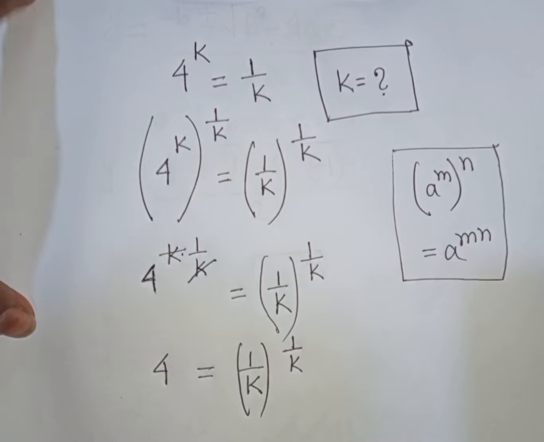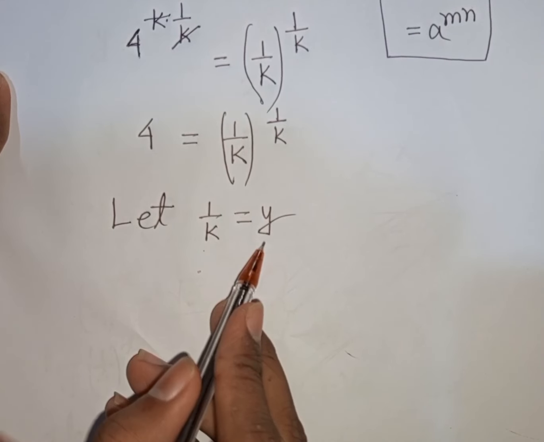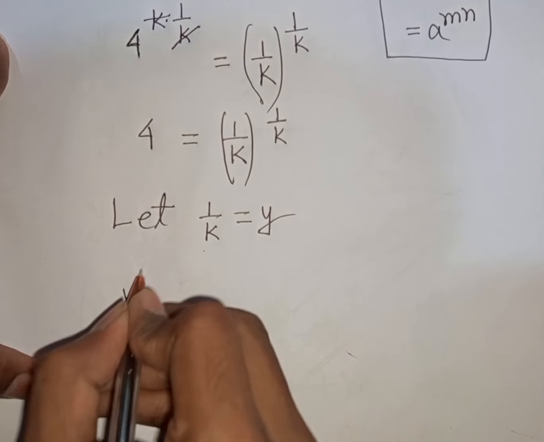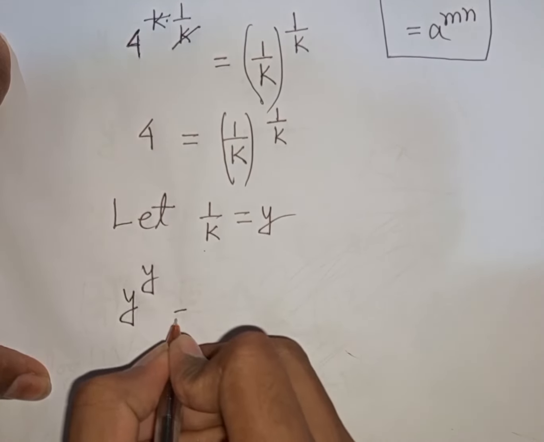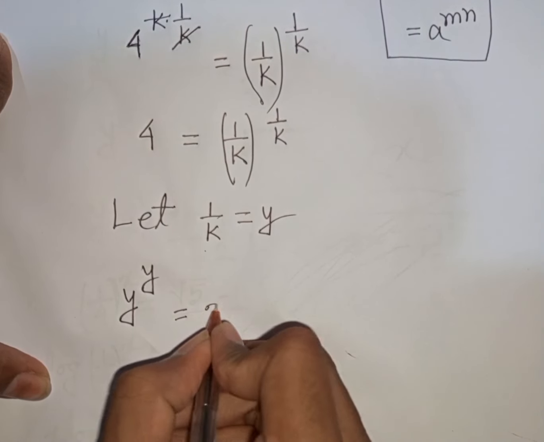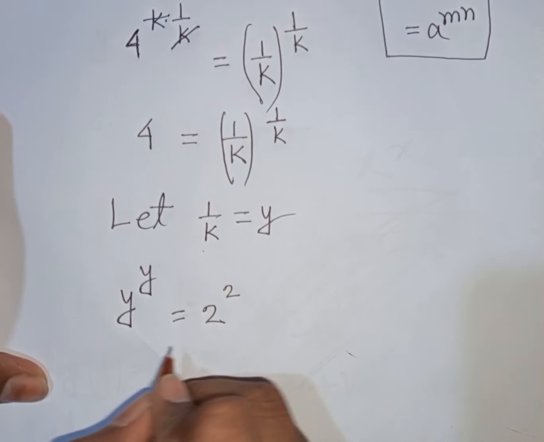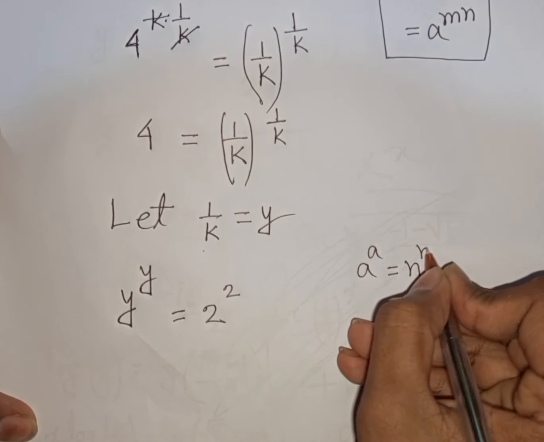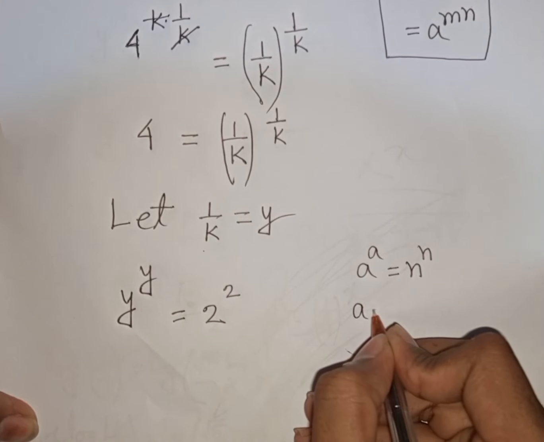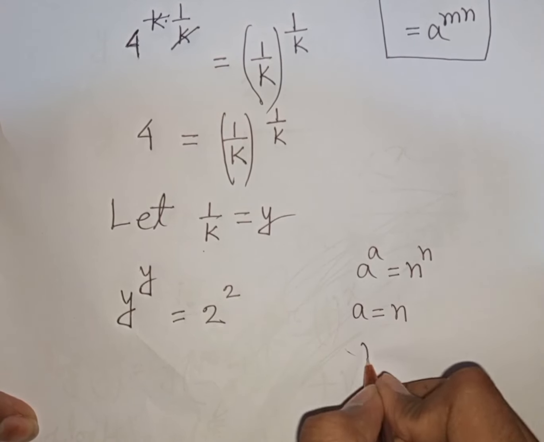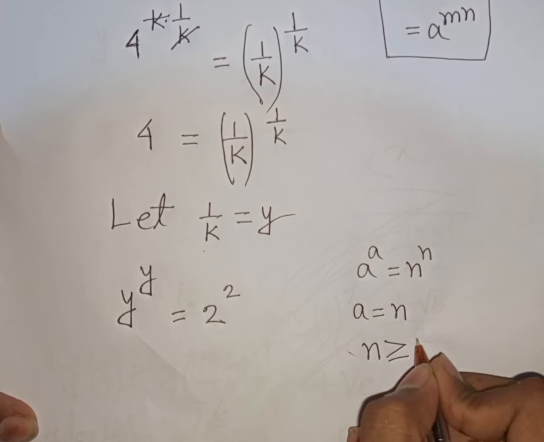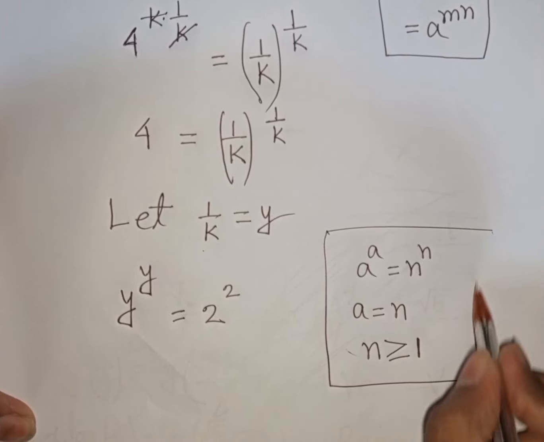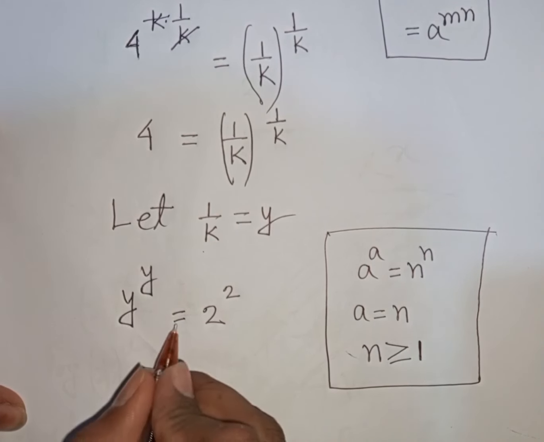Now let 1 by k be substituted by y. So our equation will be y power y is equal to 4, which is same as 2 power 2. Now here I can apply this rule, a power a is equal to n power n, so a will be equal to n, where n is greater than or equal to 1. So according to this rule, I can compare here, y will be equal to 2.